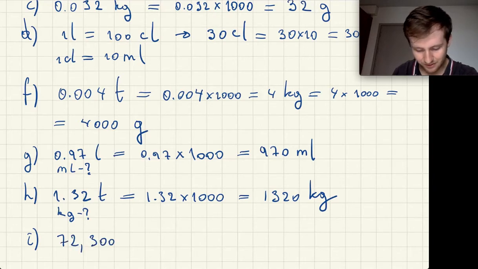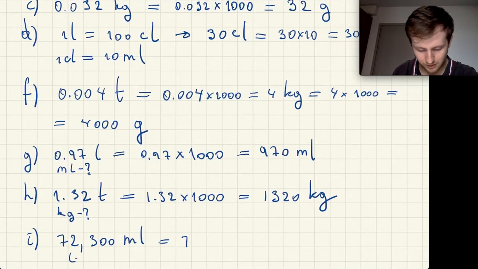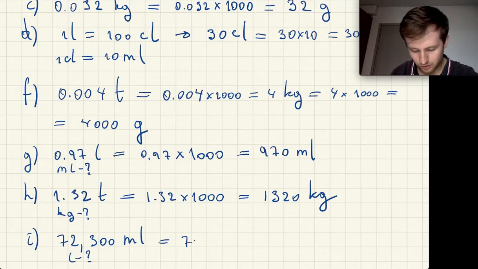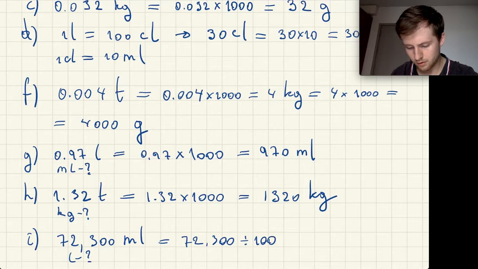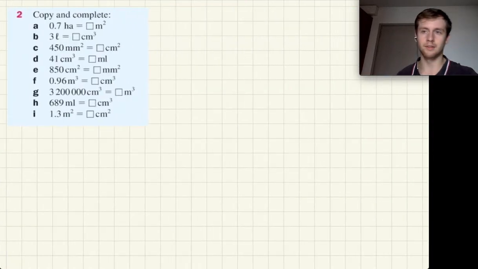72,300 milliliters would be equal to what, liters, right? We have to convert to liters. So it equals 72,300 divided by 1000. It would be equal to 72.3 liters, like this, ladies and gentlemen.